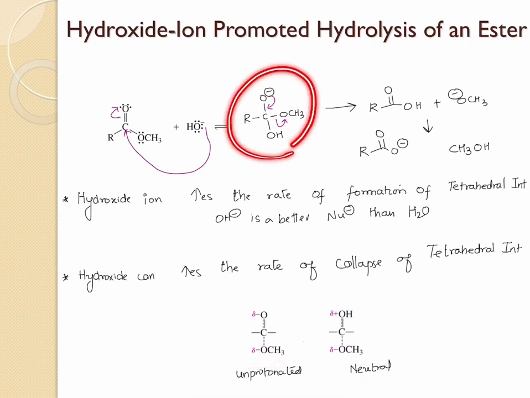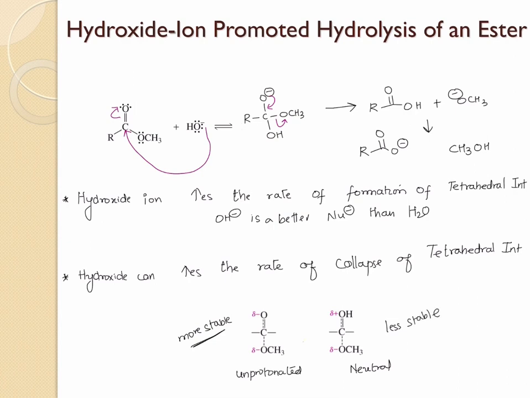For this tetrahedral intermediate, as the OCH3 is going to leave, this oxygen is going to develop a negative charge on it. But for the protonated one, as the OCH3 leaves, this oxygen is going to have a partial positive charge on it. So therefore, this is going to be the one that's more stable, because you cannot expect to have a positive charge on the electronegative atom, and this is less stable. So for this reason, we can say that the hydroxide ion is going to increase the rate of collapse of the tetrahedral intermediate, wherein it forms the most stable transition state.